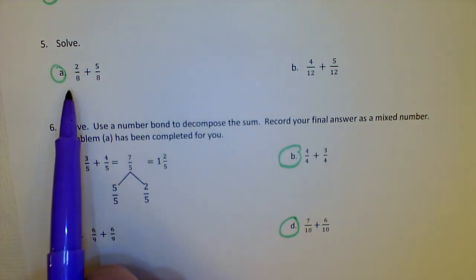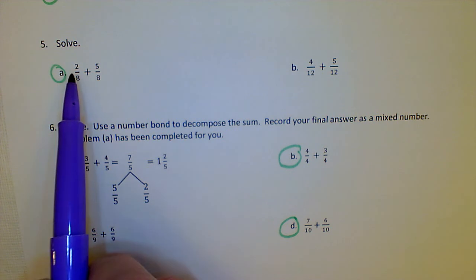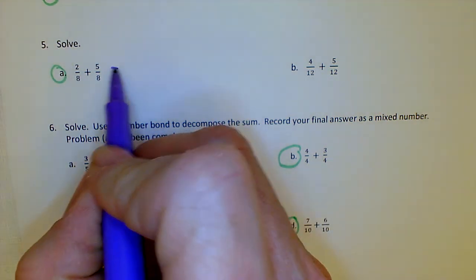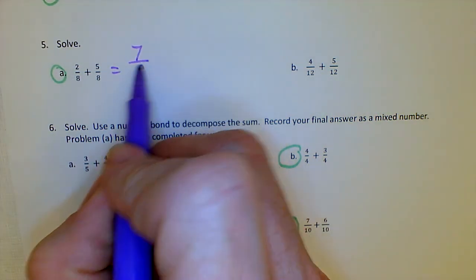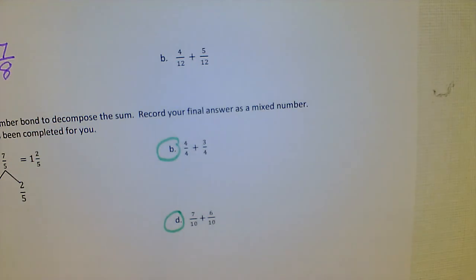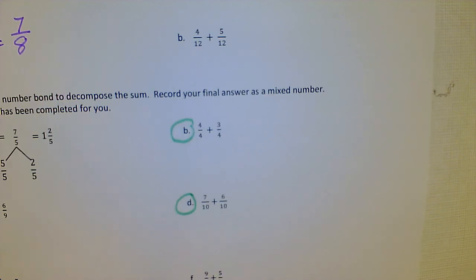All right, so here we have 2 eighths plus 5 eighths. So 2 of those pieces plus 5 of those pieces, 2 plus 5 is 7 of those pieces. And what is their size? They are eighths. All right. So now I'm going to leave this one for you to do. But now we're going to jump over into problems where, again, we are going to end up with fractions greater than 1, and then we're going to want to turn them into mixed numbers.